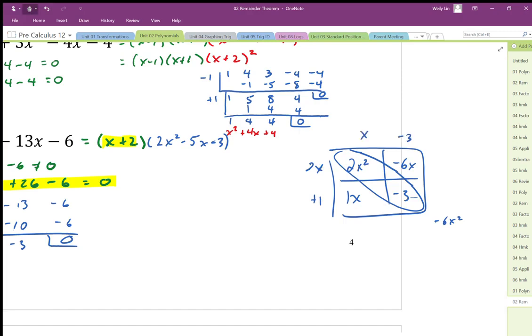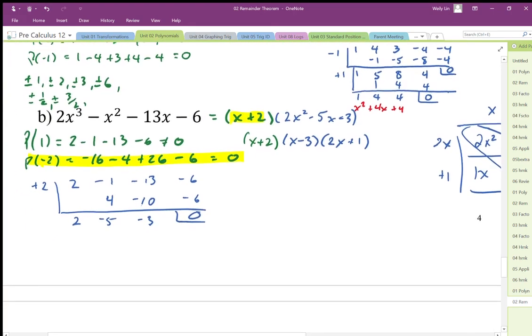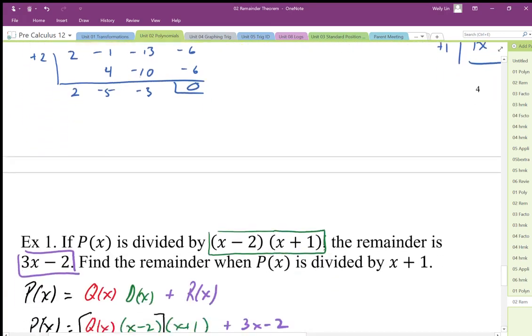So my factors end up being the x plus 2 that I guessed, an x minus 3, and a 2x plus 1 for my quadratic. So there it is. Now I've started with this cubic polynomial, which was hard to deal with, and ended up in factored form, from which I can get zeros. I can solve an equation now. I can do all sorts of things with this factored form. So this is what I really want to end up doing.